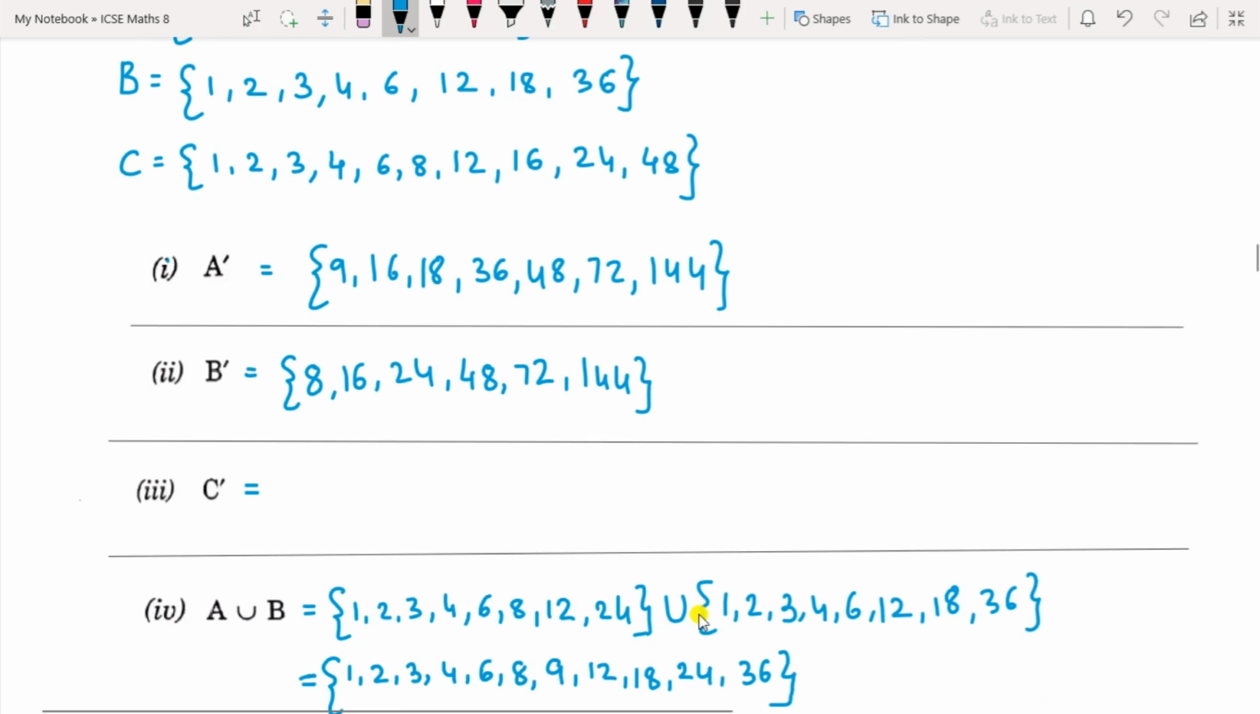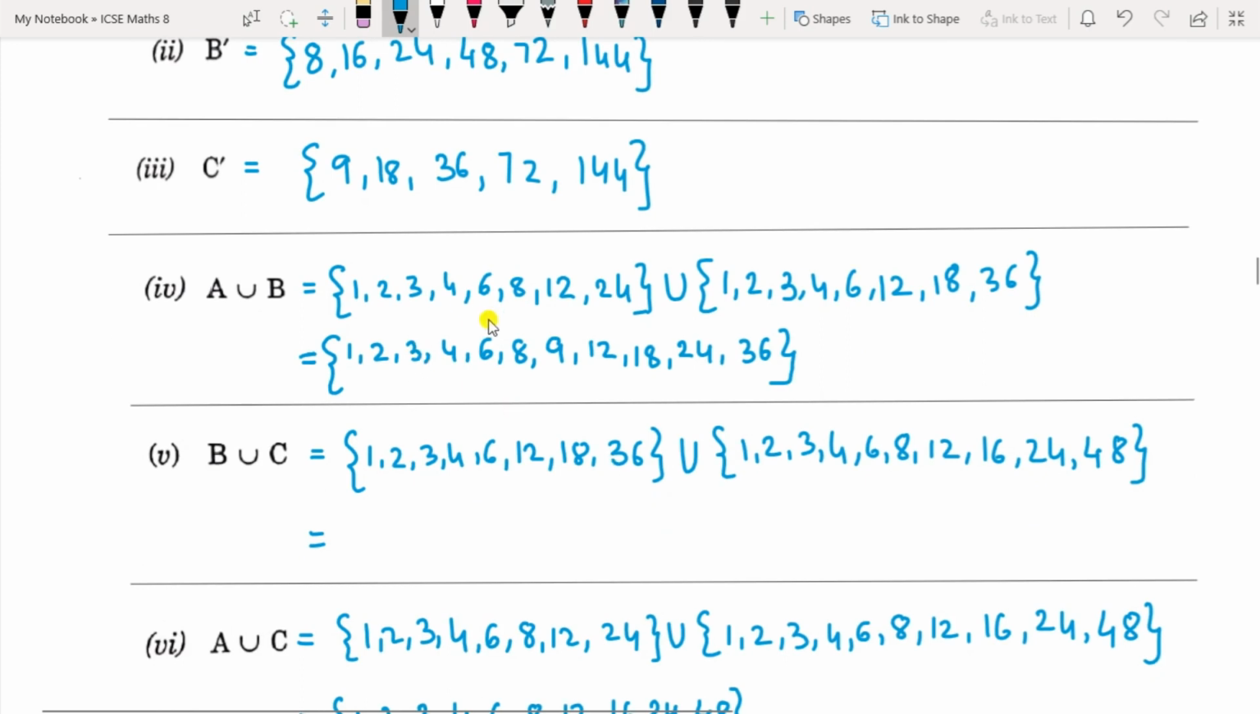Similarly you can write B complement. Now let us give the answer for C complement. C complement will be 9, 18, 36, 72, 144. These are the elements which are present in the universal set but not in set C.